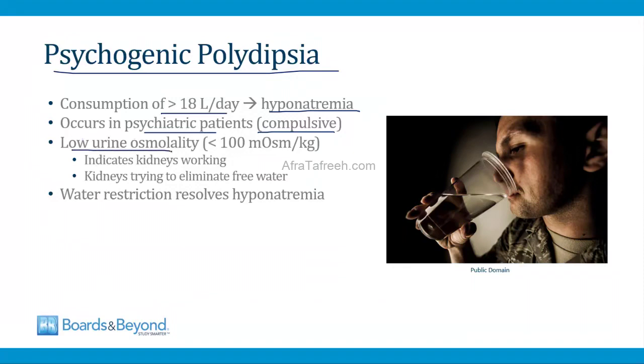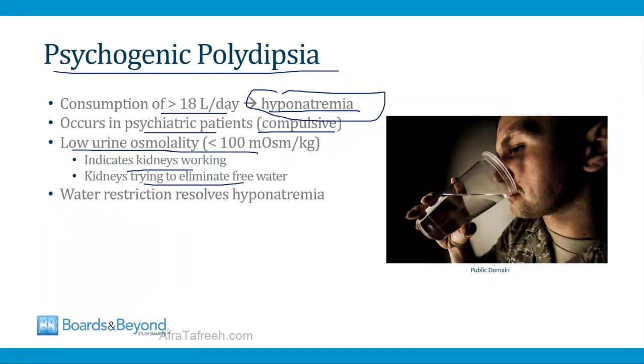Remember that when the urine osmolality is low, that means the kidneys are working. They are trying to eliminate free water. The urine is becoming maximally dilute. So if a patient has hyponatremia, despite the fact that the urine osmolality is very low, then that means it must be something outside the kidneys causing hyponatremia. And usually that means they're either drinking too much water or they're drinking too little solutes. We'll talk about that in a second.